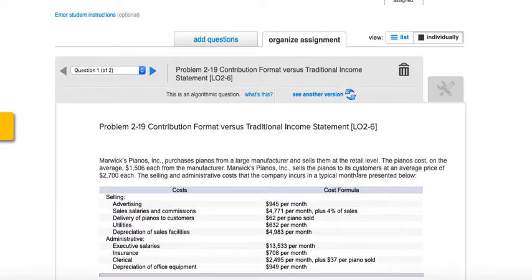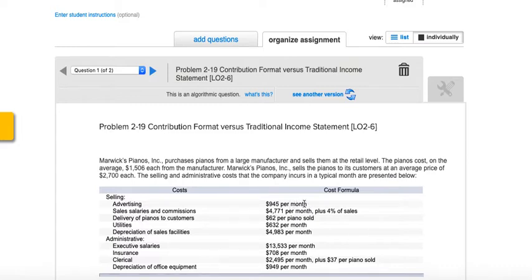So going back to this assignment, it tells us that we're purchasing pianos and we're selling them. So we are a merchandising company. The pianos cost on average $1,506 each. They sell them for an average price of $2,700. So there's your cost of goods sold, $1,506. There's your sales price. We know this $1,506 is variable.